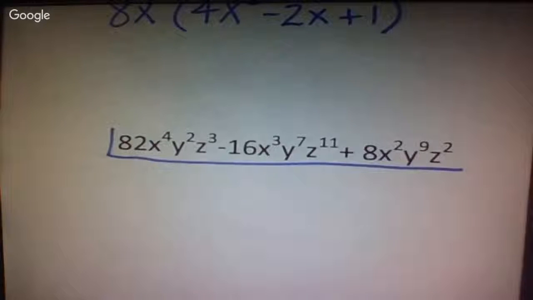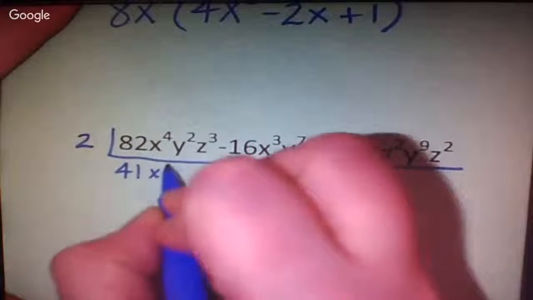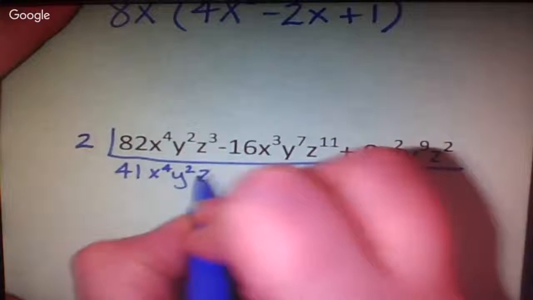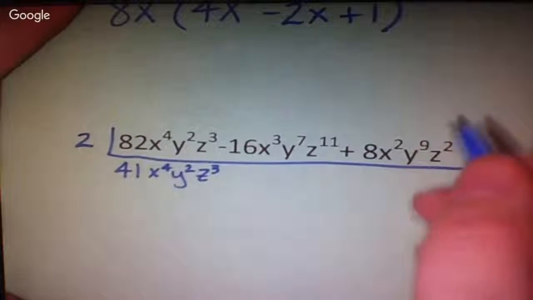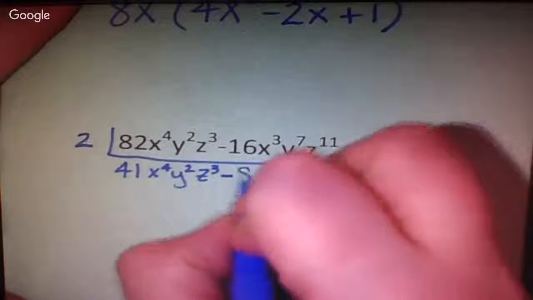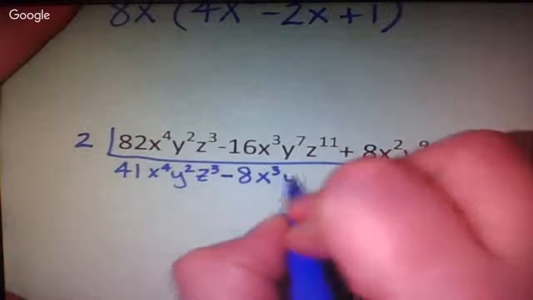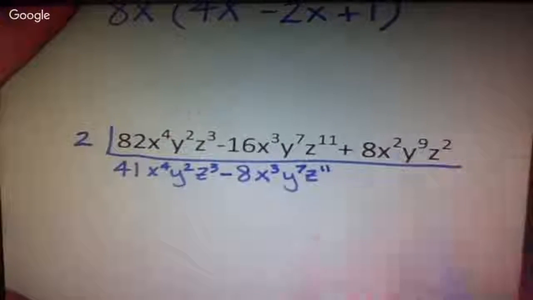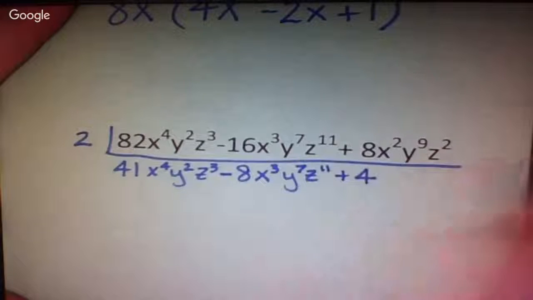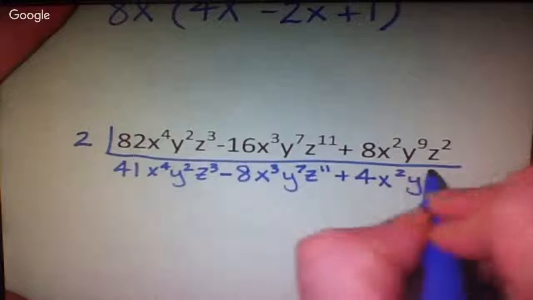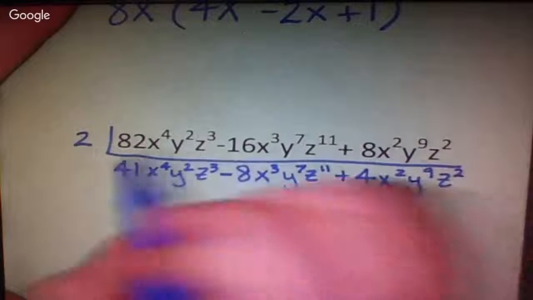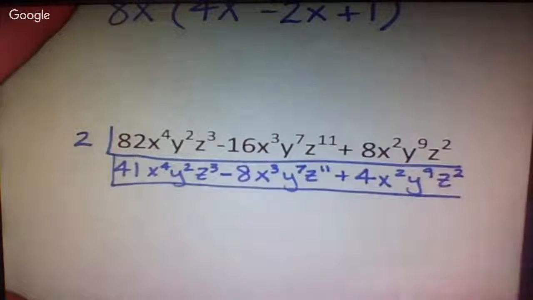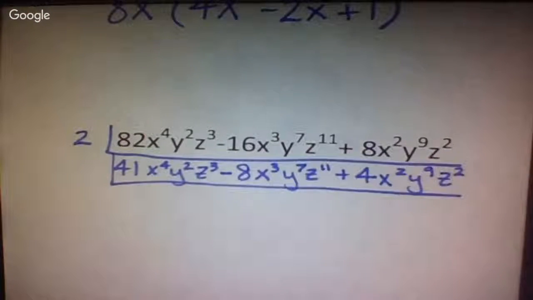Okay, so we decided 8 doesn't work, 4 doesn't work, but I can still divide everything by 2. So when I do that, I end up with 41, x to the 4th, y to the 2nd, z to the 3rd. Minus 8, x to the 3rd, y to the 7th, z to the 11th. One more. 4, x squared, y to the 9th, z to the 2nd.